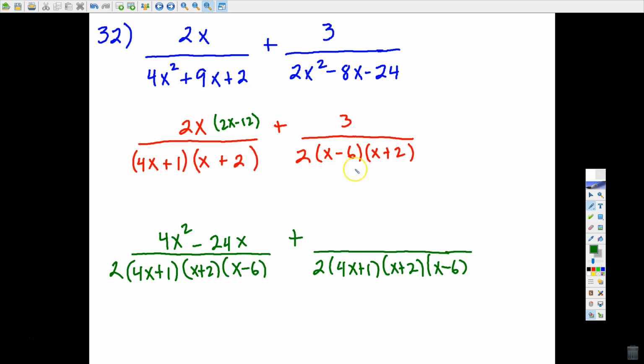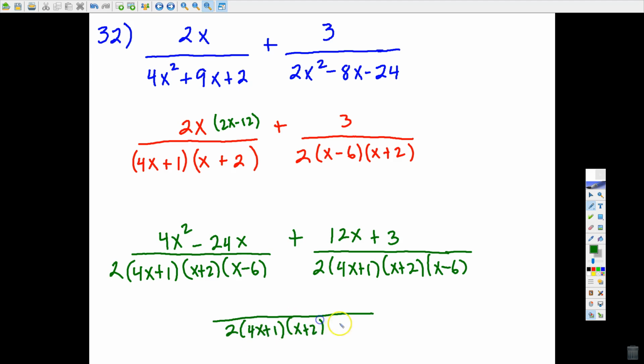Alright, now let's jump over here and just pay attention to what doesn't cancel. Everything cancels except for 4x plus 1 when you compare red to green. So 4x plus 1 is going to multiply by 3. So that would be 12x plus 3. Now we're ready to put these two together now that we have a common denominator.